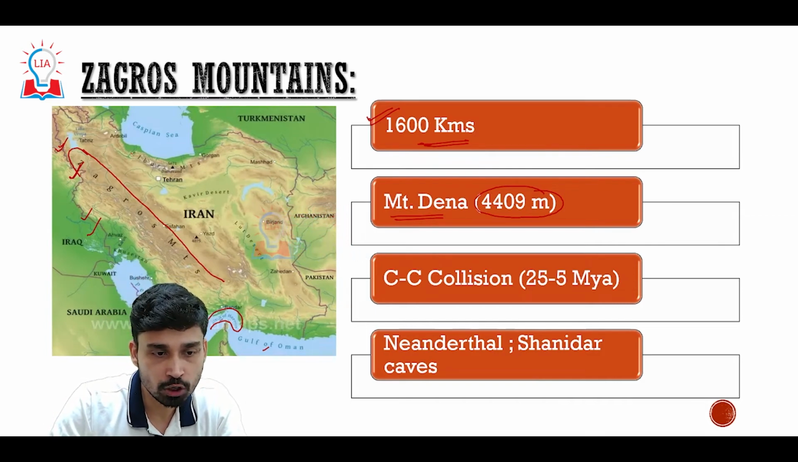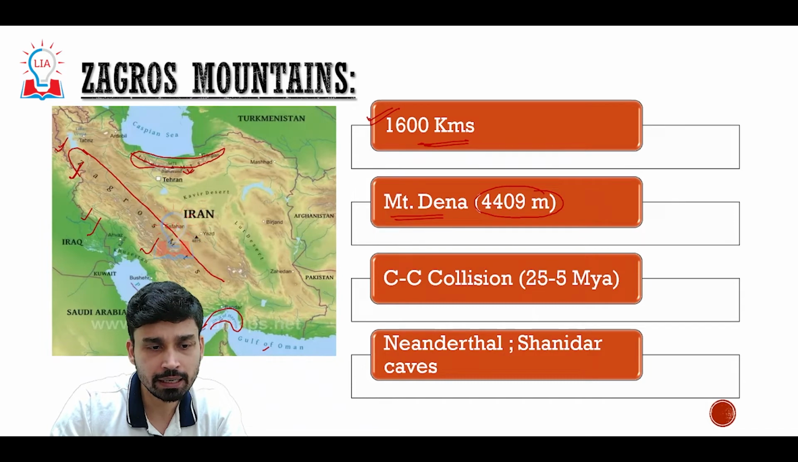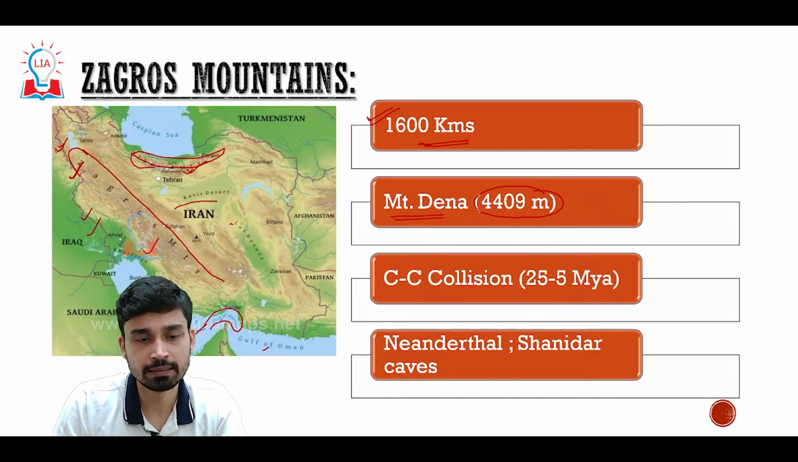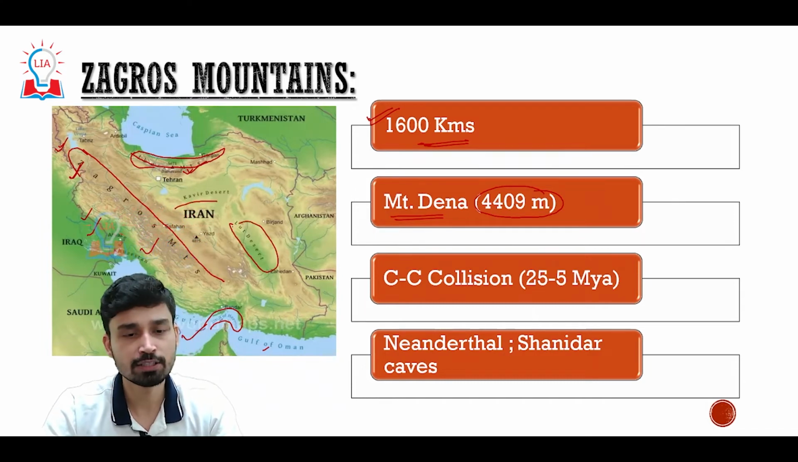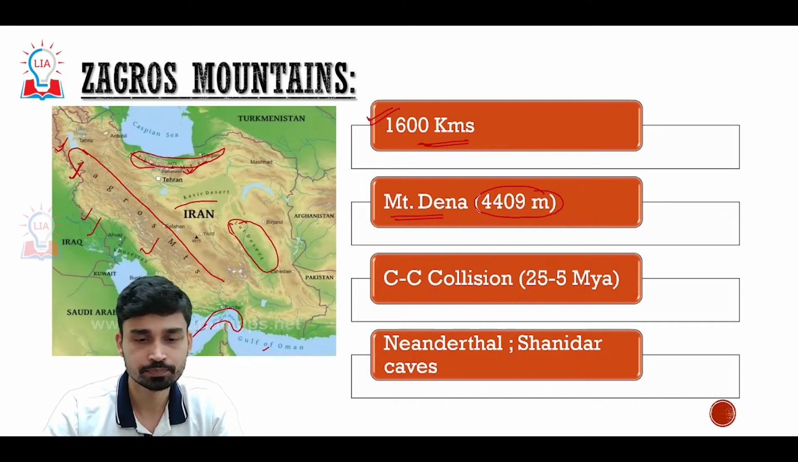Apart from that, on the northern side, if you look at Iran, we also have another mountain that is called Elburz Mountain. And between the Zagros Mountain and Elburz Mountain, we have two deserts in the central part of Iran, that are called Dasht-e Kavir Desert and Dasht-e Lut Desert.